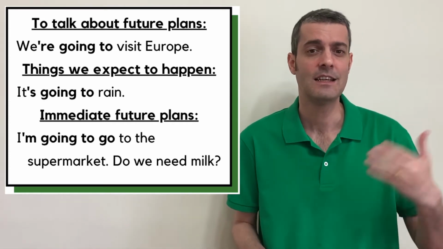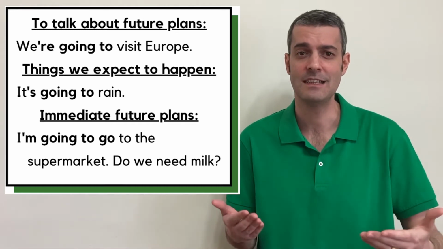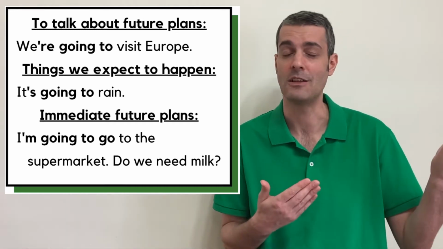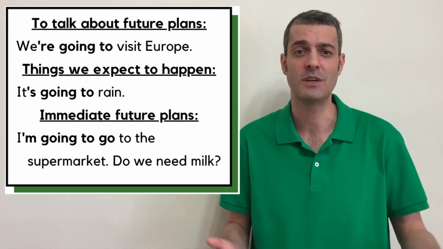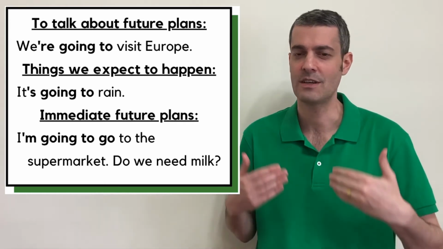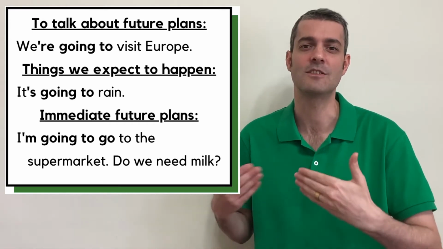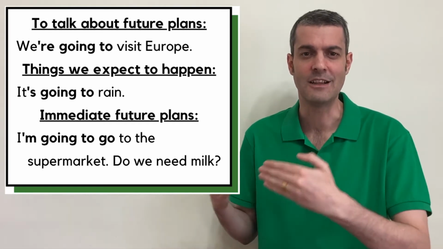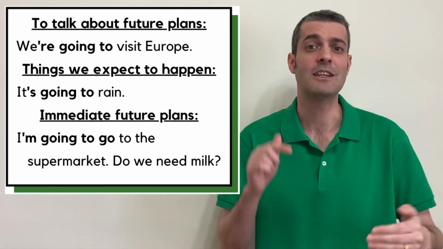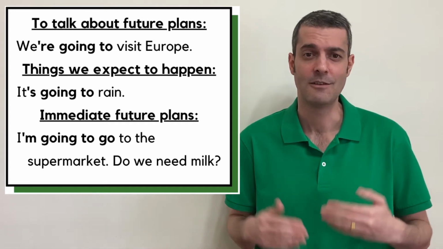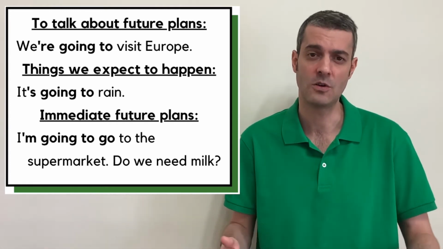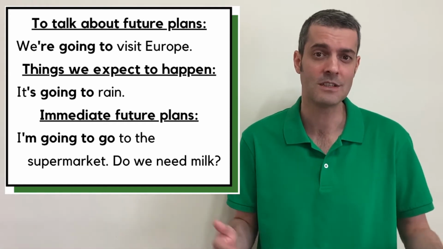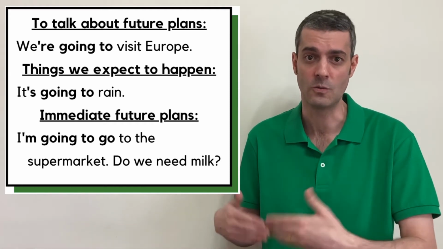So I might say, it's going to rain. I'm saying this using going to because maybe I look up at the sky and I see a bunch of dark clouds, so I can reasonably conclude that it's going to rain soon. Another time we use going to in the future simple tense is to talk about immediate future plans. One example is, I'm going to go to the supermarket. Do we need milk? This is something that you're going to do right away.